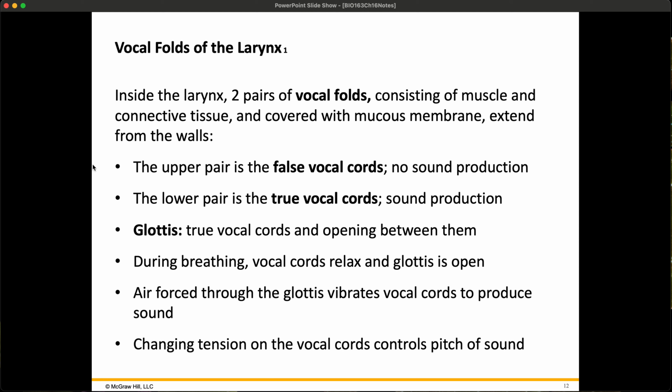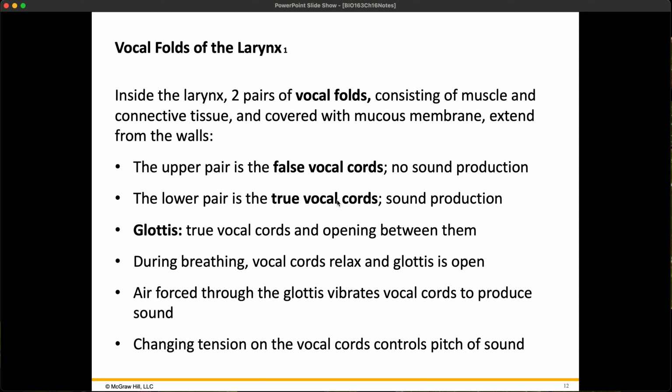So the upper pair of the vocal folds are the false vocal folds. These are not involved in sound production. These are the vestibular folds, is how your lab manual records those. The lower pair are the true vocal folds, or true vocal cords, that are involved in sound production, which I'm having trouble with today. So the lower pair, those true vocal cords, are the ones that are going to be moving and adjusting to produce sound. The false vocal cords, they kind of just act as this covering. They kind of act as like a shielding layer over the true vocal cords.